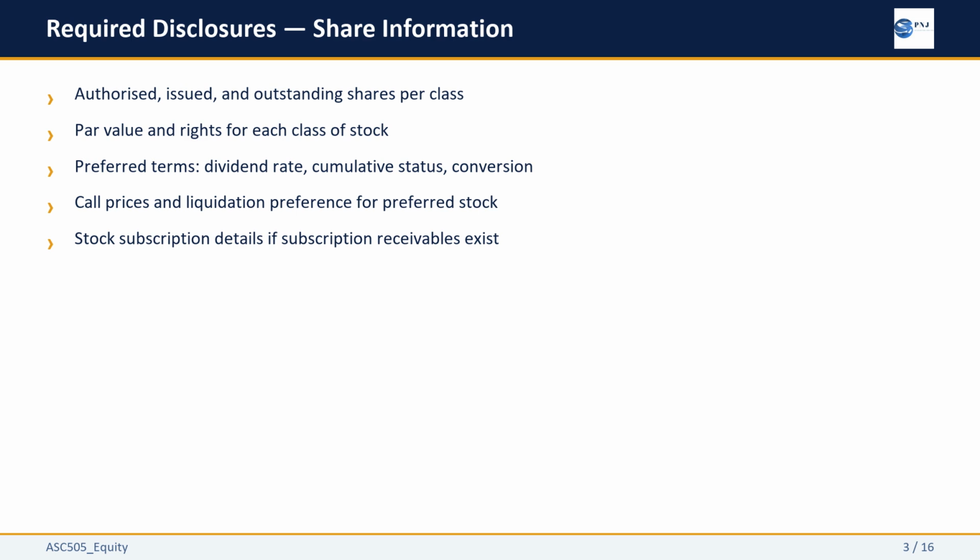ASC 505 requires specific disclosures for every class of stock. You must disclose the number of authorized, issued, and outstanding shares. You must state par value and describe the rights and preferences, including voting rights, dividend rights, and liquidation preference. For preferred stock, add the dividend rate, whether dividends are cumulative or non-cumulative, conversion terms, call prices, and the liquidation preference amount. If subscription receivables exist, disclose the subscription terms as well.